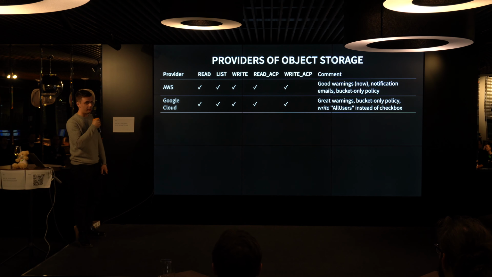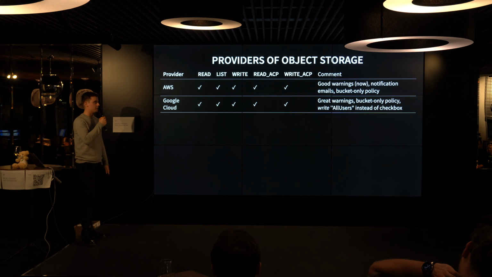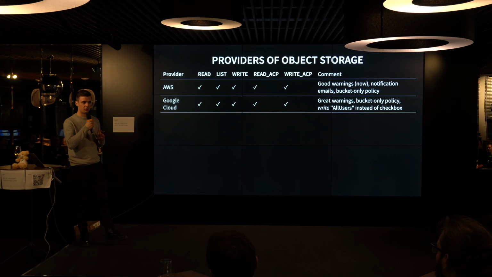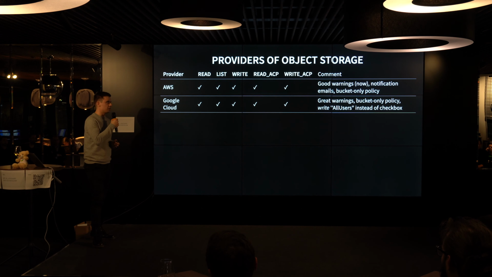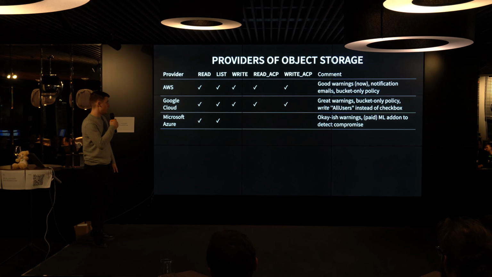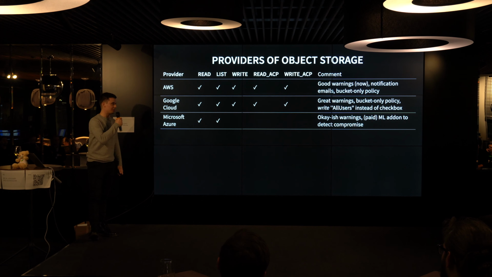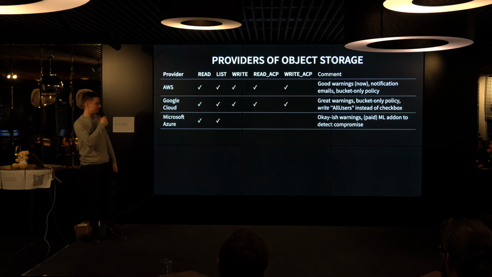Google Cloud also allows you to do everything with a bucket, but instead of a simple checkbox, you actually need to write "all users" instead of just ticking it. So it's, I would say, even a step further from the secure usability point of view. Azure doesn't allow you to do public write, for example, or all those permissions thingies. And they even have some machine learning add-on which can detect compromise of the bucket, but I haven't tried it, so not sure how it works.